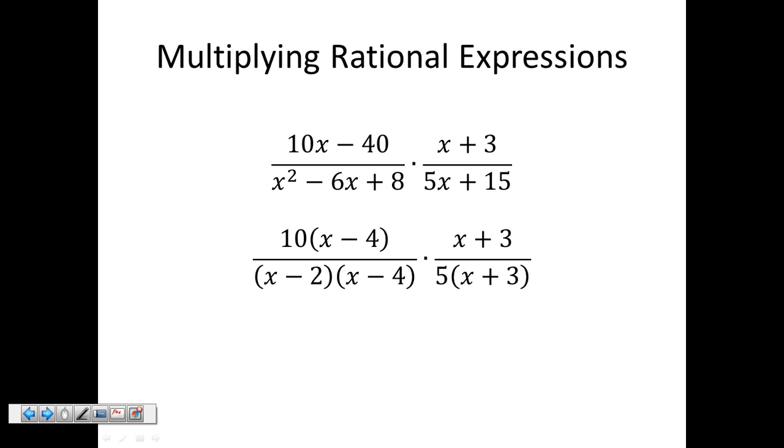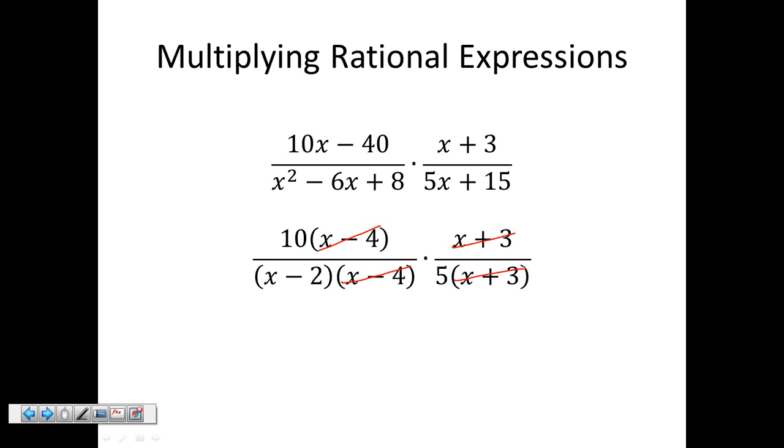On the top, on the left, I can factor out that 10. On the top, on the right, can't really do anything with it. On the bottom, on the left, I can factor that into an x minus 2 times an x minus 4. And on the bottom, I can pull that 5 out, so it's 5 times x plus 3. What can I cancel out? Well, I can cancel the x minus 4, top and bottom. I can cancel the x plus 3, top and bottom.